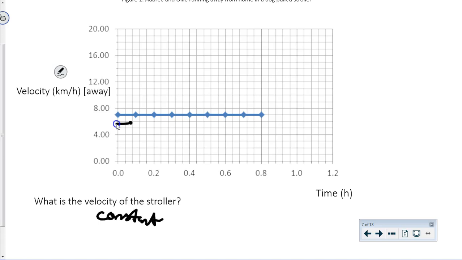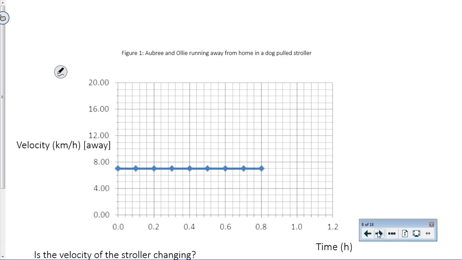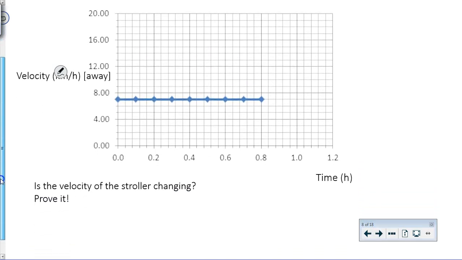The other thing to note is this is not a displacement or distance graph, so you don't have to calculate it using slope. The left side says velocity, so read the graph. What is the velocity? Since we're reading the graph, all we would say is 7 kilometers an hour, since nothing's changing.